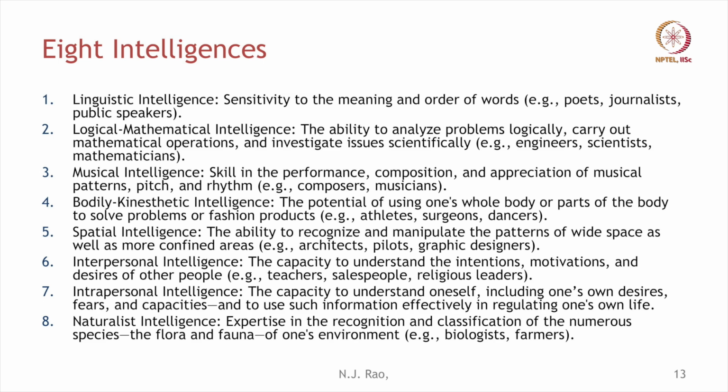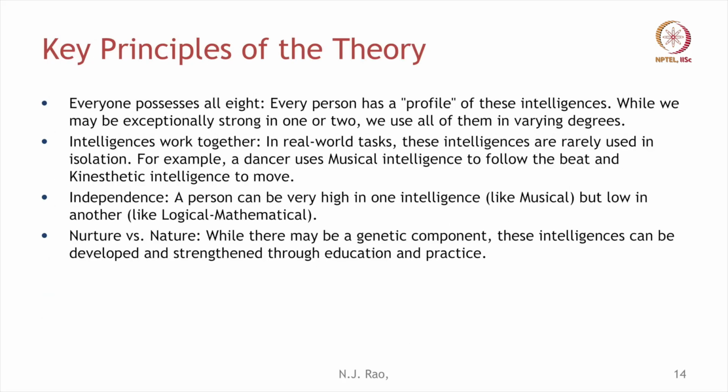Okay, so if you focus on that, that intelligence can be trained. That is the idea. The key principle of the theory is everyone possesses all 8. Every person has a profile of these intelligences. While we may be exceptionally strong in one or two, we use all of them in varying degrees.